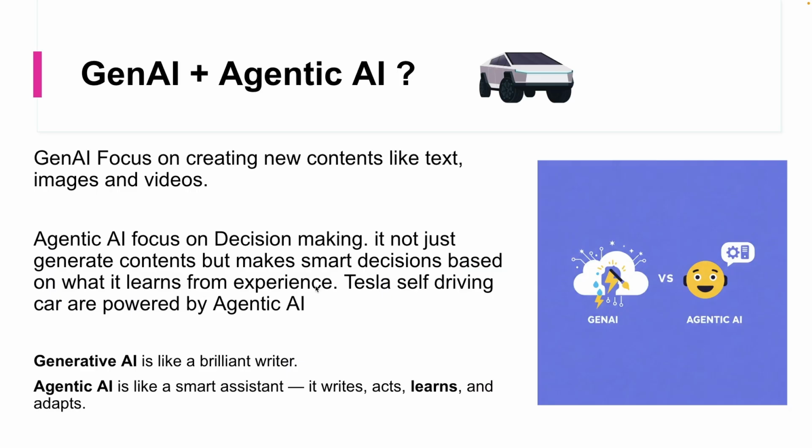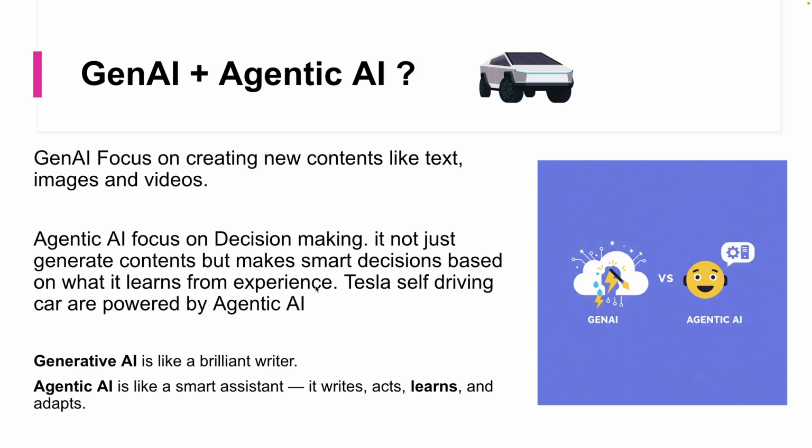Now we have talked about agentic AI. Why is agentic AI so powerful? Because it shifts dynamically based on the user's behavior, interests, and hobbies. Now let's talk about what happens if we combine Gen AI and agentic AI.